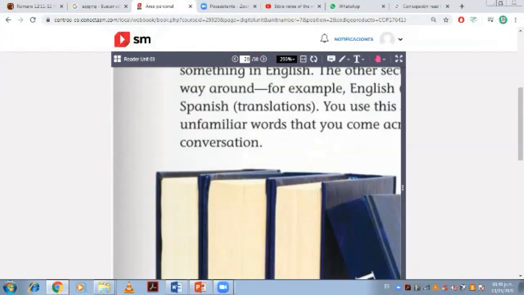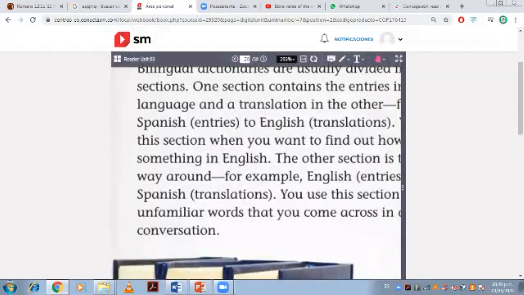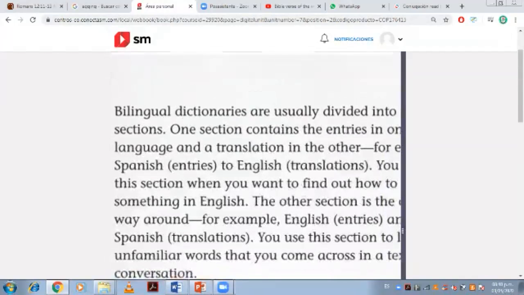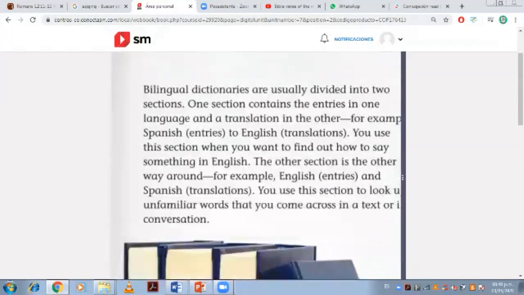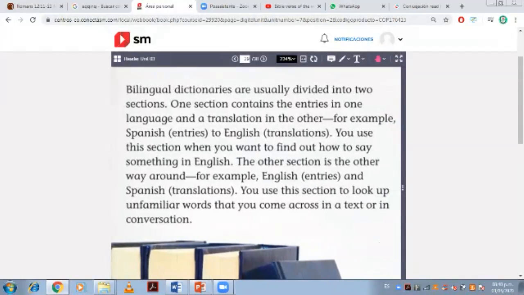Okay, very good, excellent. Page 29. Okay. So bilingual dictionaries are usually divided into two sections.